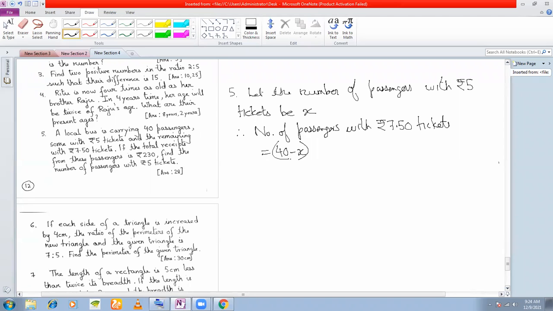So now if X passengers have rupees 5 tickets, so how much money is obtained from passengers with 5 rupee tickets? Money obtained from X passengers.